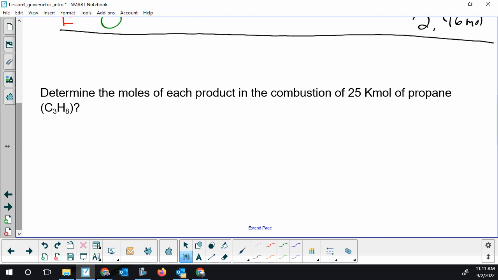So we're finally to a different reaction type than we've seen; lots of single replacements, double replacements, and now you've got a combustion here. Determine the moles of each product. So we've got 2 questions buried in here. In the combustion, 25 kilomoles, 25,000 moles of propane is being burned. If you have a barbecue in your backyard and there's a big round tank, that would be propane in that tank.